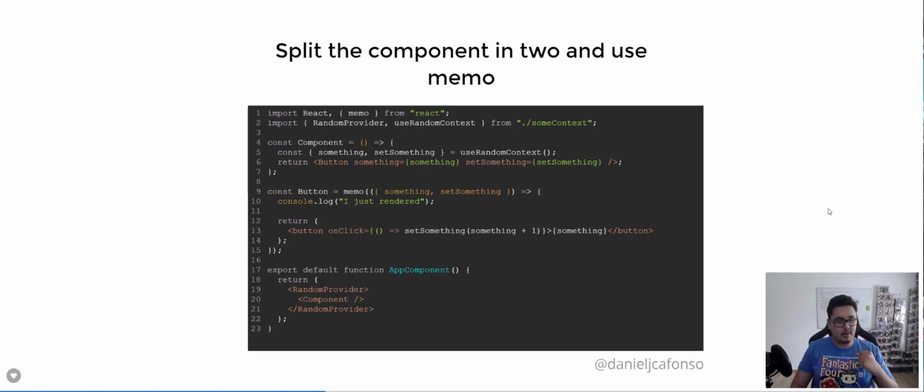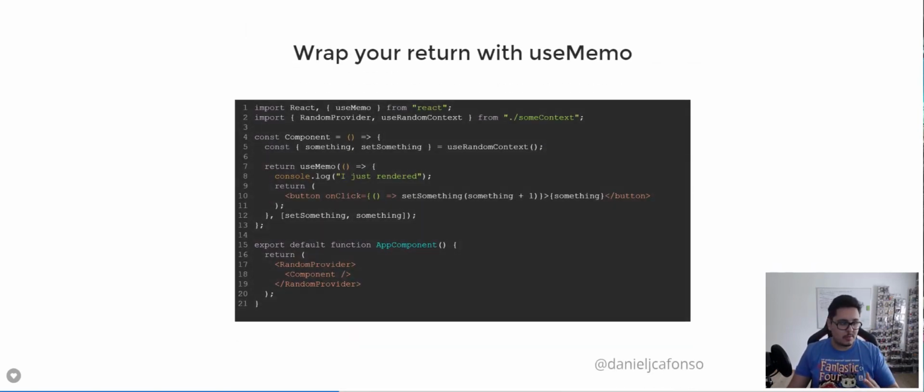And then the third approach is wrap your return with useMemo. If we don't want to split our component into two like we did previously, we can wrap the return part of our component with the useMemo hook and only listen to the setSomething and something variables. Our component would still re-render, but the part inside of useMemo, since it's memoized and listening to variables that didn't change, won't return anything new until these variables change. So yeah, those are the ways of fixing unnecessary renders caused by your context.